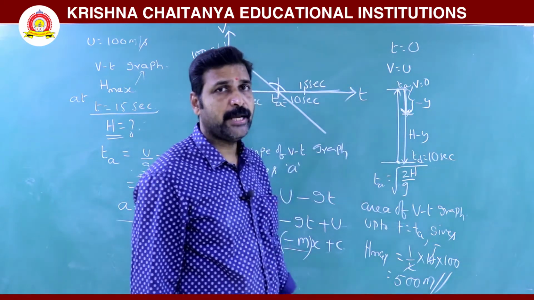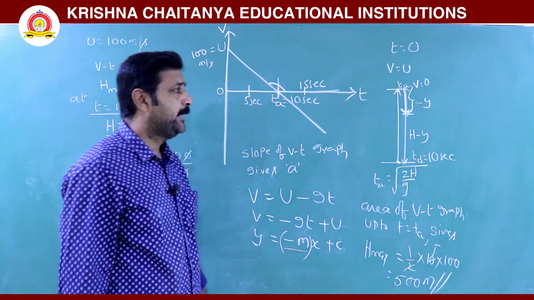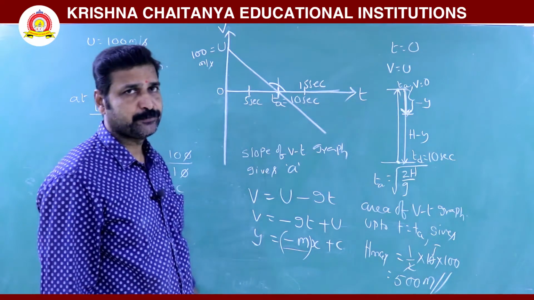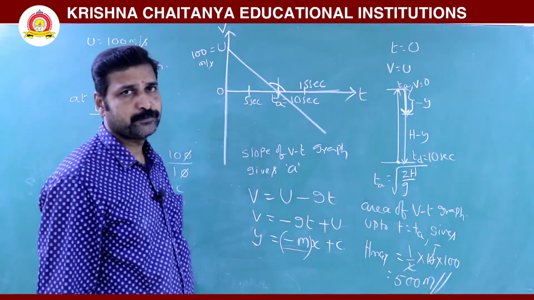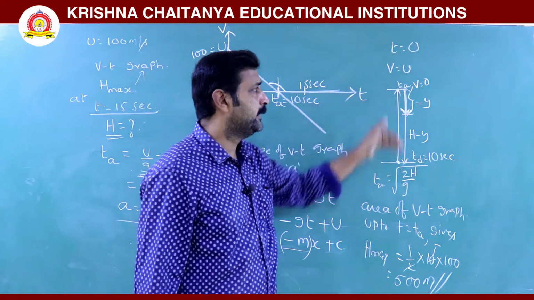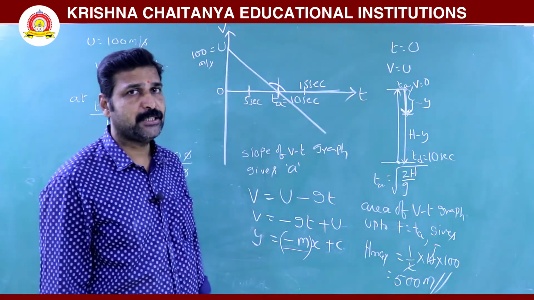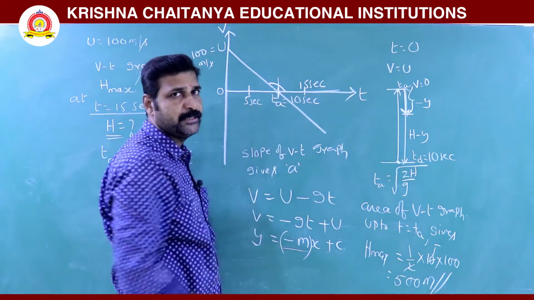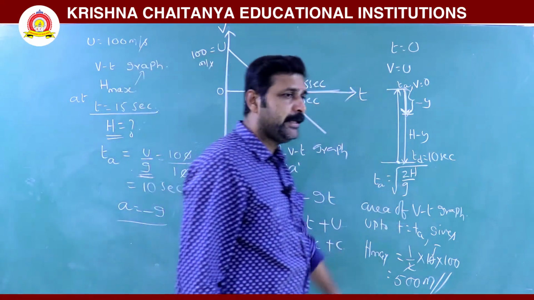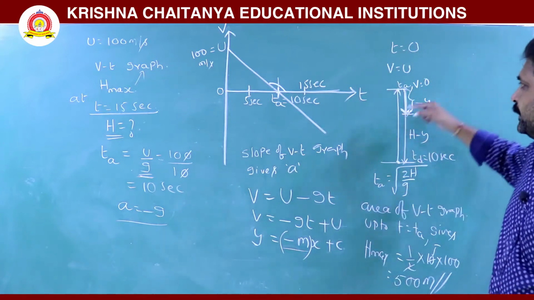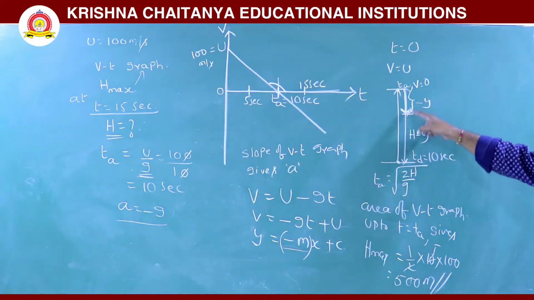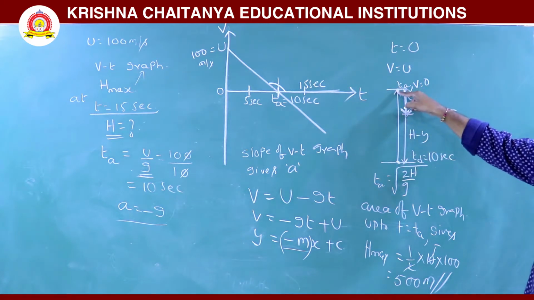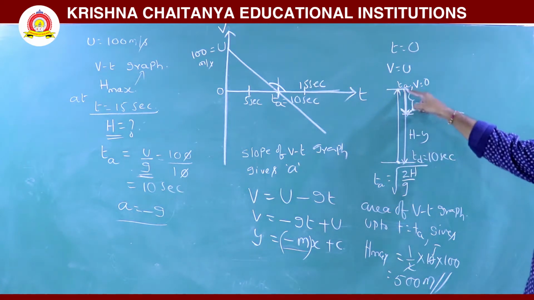But you are asked to calculate the height from the graph. So for the next 5 seconds, here velocity becomes 0. Now for the next 5 seconds, what is the velocity of the body? After 5 seconds from rest, what is the velocity? So in the downward direction, it travelled 5 more seconds. Already it travelled 10 seconds. In continuation, we are saying it travelled 5 more seconds.